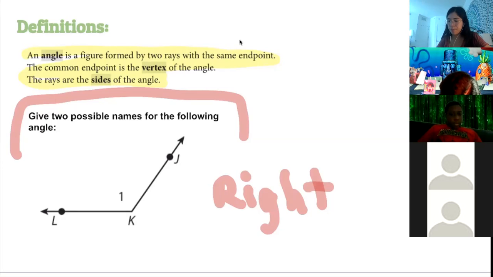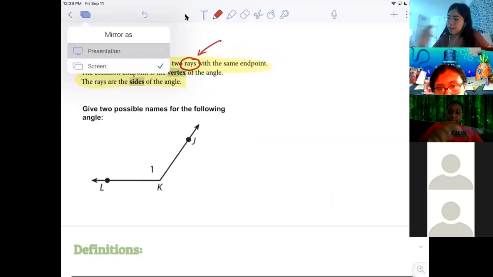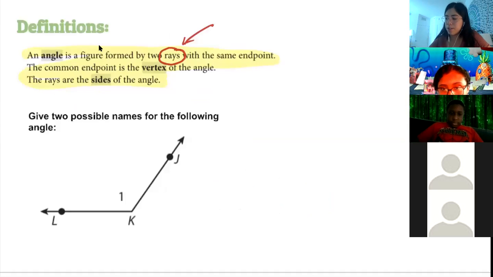All right, so I'm going to start off just by reading these definitions. An angle is a figure formed by two rays with the same endpoint. What is a ray again? Isn't a ray the one with the arrow and then, wait, an arrow and then a dot at the other side? Yeah, exactly. So it's a line that has one endpoint.